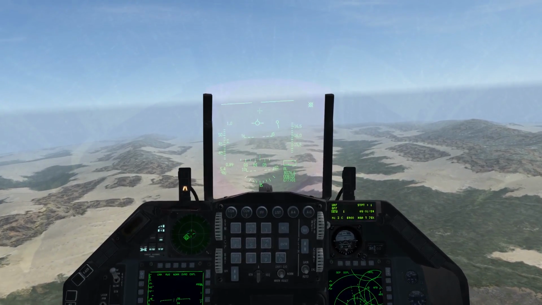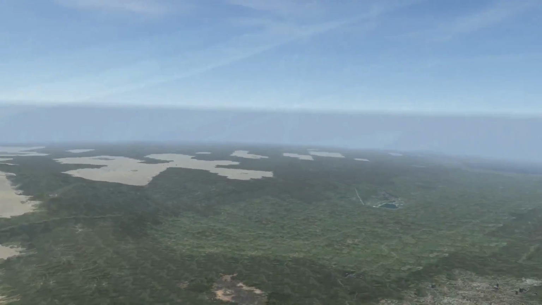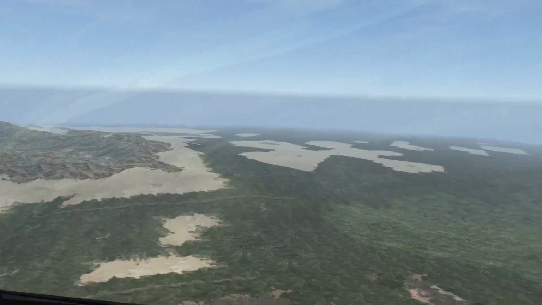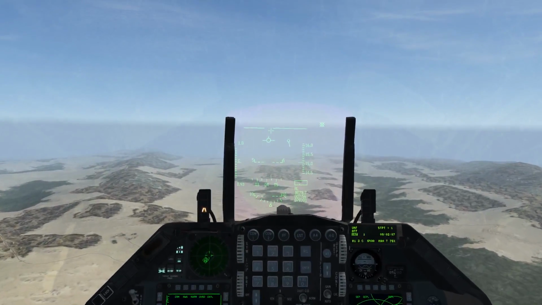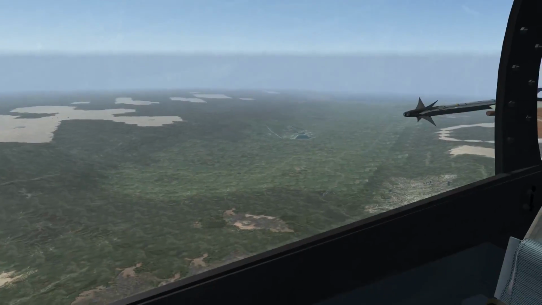Entering the valley now, it starts to become much more of an obvious valley, much more visually identifiable once we get in a little bit further. This valley will lead deeper into Syria, so we'll probably be pushing through here, suppressing the air defenses, and then attacking into Syria proper.